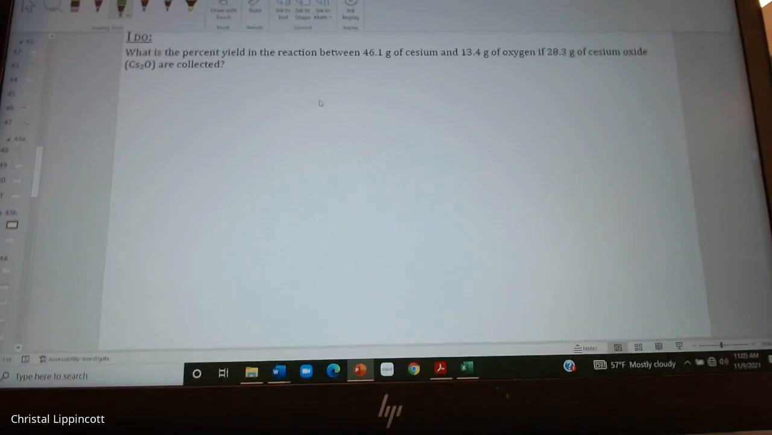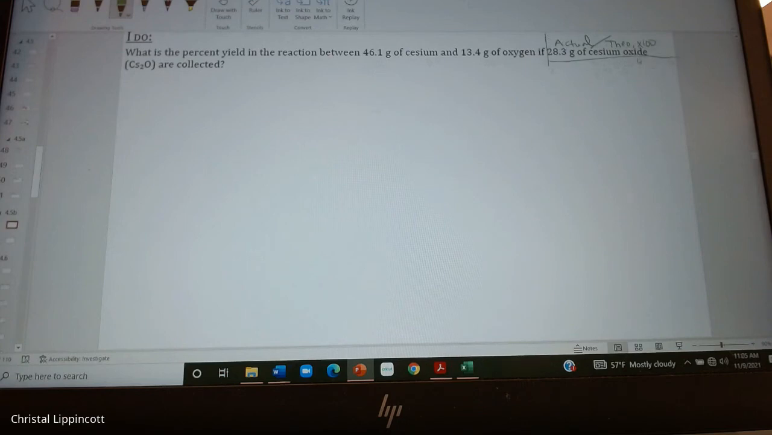All right, percent yield in a reaction, we've got 46.1 grams of cesium, 13.4 grams of oxygen, and we're collecting 28.3 grams of cesium oxide. This is my actual amount. So I'm going to need that for my top number, where I go that over theoretical times 100. So I won't need this until the very end.